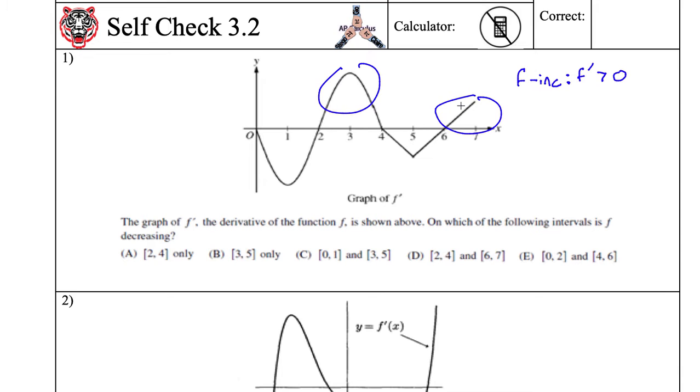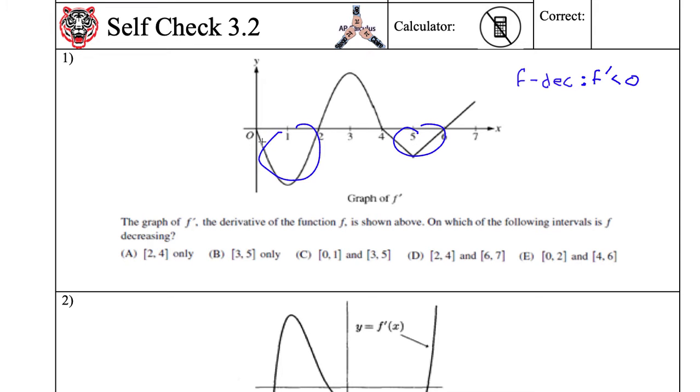It said, yeah. Oh, decreasing? Oh, I was like, oh. My bad. f decreasing is where f prime is less than 0. My bad. So here and here. So between 0 and 2 and between 4 and 6, 0 and 2, 4 and 6, correct answer is E.